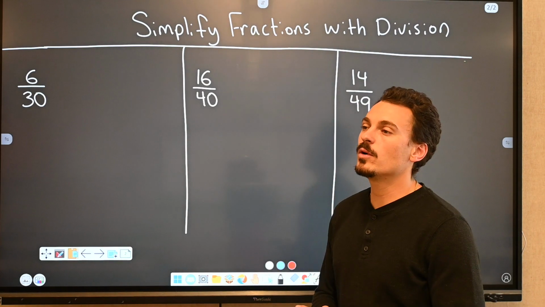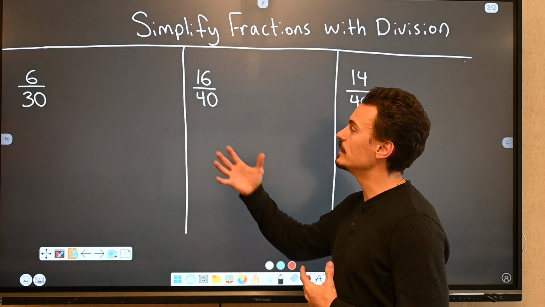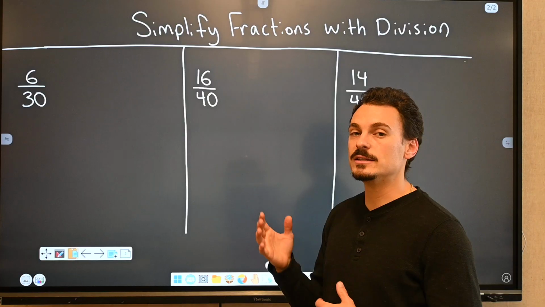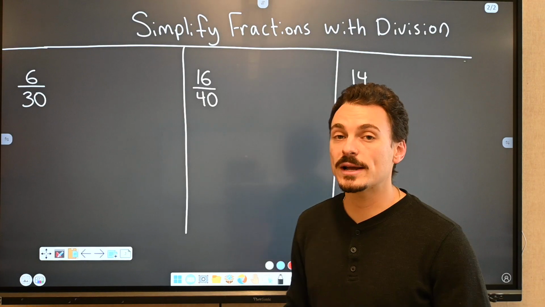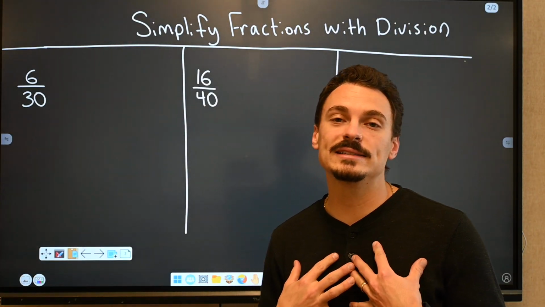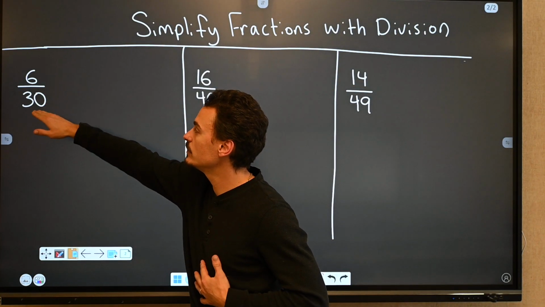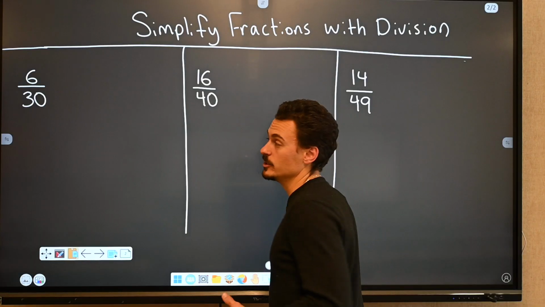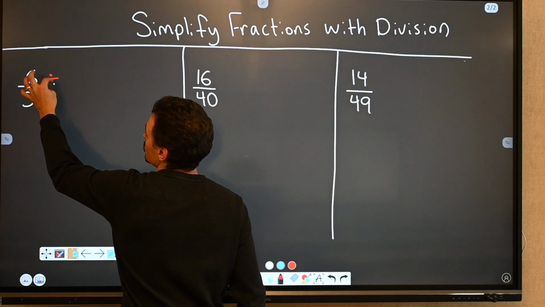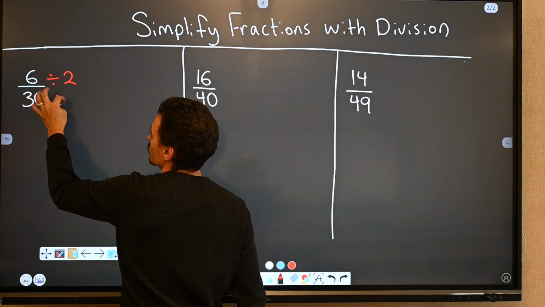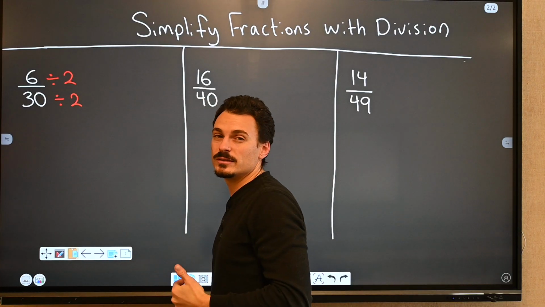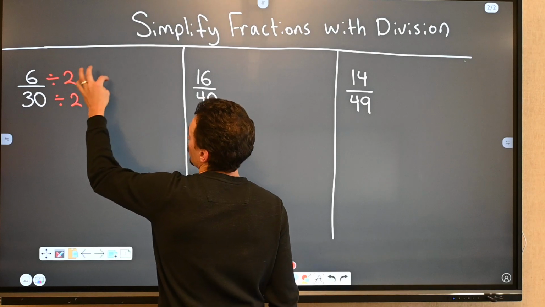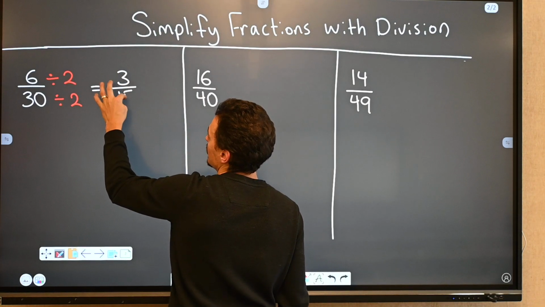So what we want to do is look for a number that divides both of the numbers. A little trick that I do is if I see that they're both even numbers, I just cut them in half by dividing by 2. So write this in your notes. Divide by 2 if they're even. That's going to equal 3 over 15.